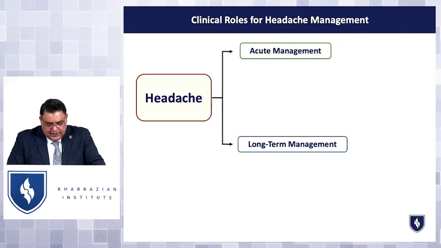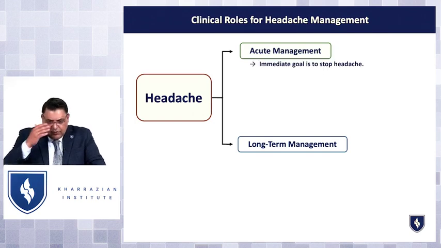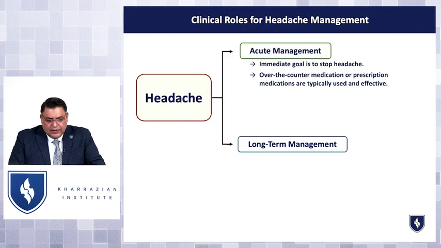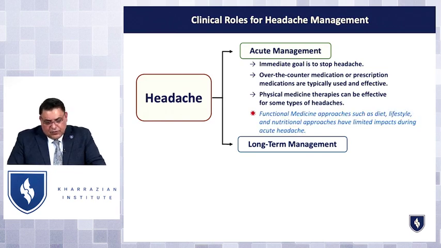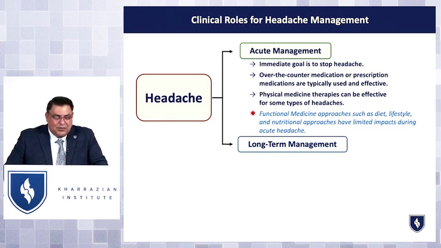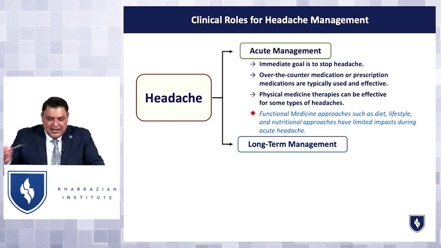Now, as we get into clinical management with headaches, there's basically acute management for headaches and long-term management for headaches. Acute management: the immediate goal is to stop the headache. Over-the-counter or prescription medication is typically used and effective, and physical medicine therapies can be effective for some types of headaches. Functional medicine approaches such as diet, lifestyle, and nutritional approaches have limited impact during acute headaches. The course information I'm telling you is not going to do much for acute headaches. When someone actually has an acute headache, that's not really where functional medicine comes in.